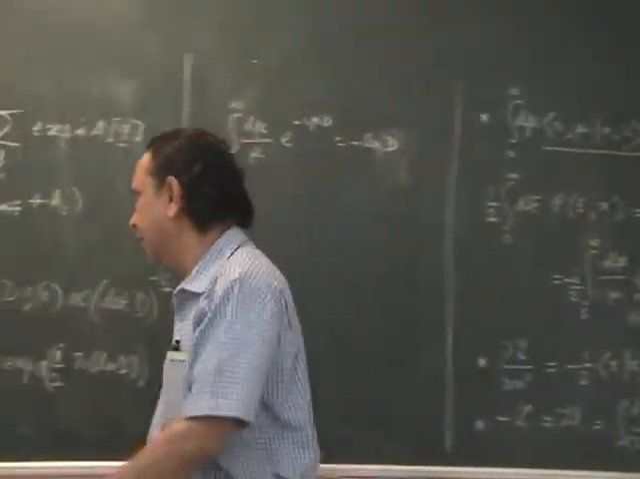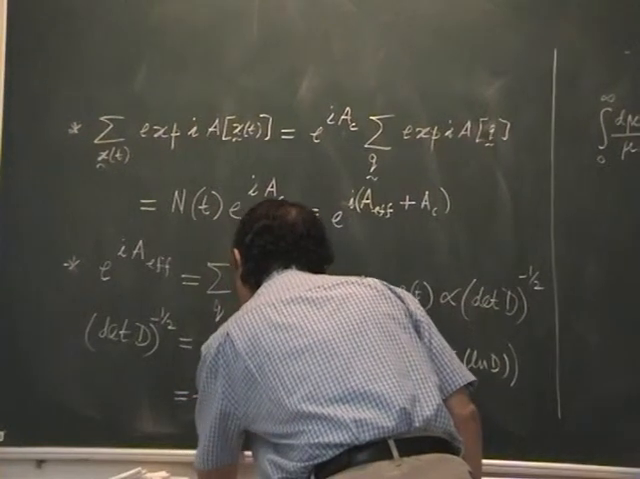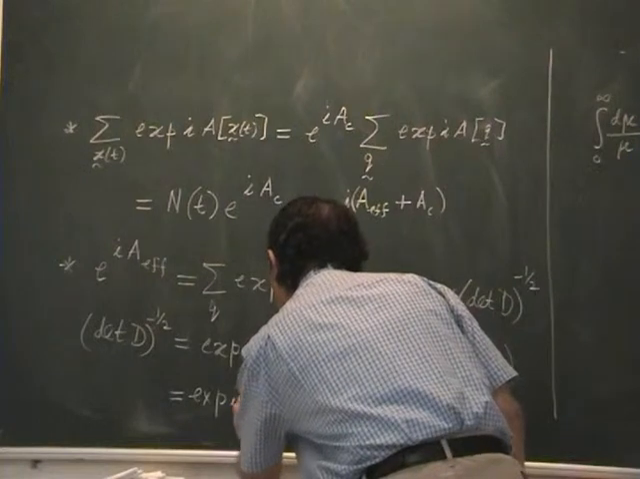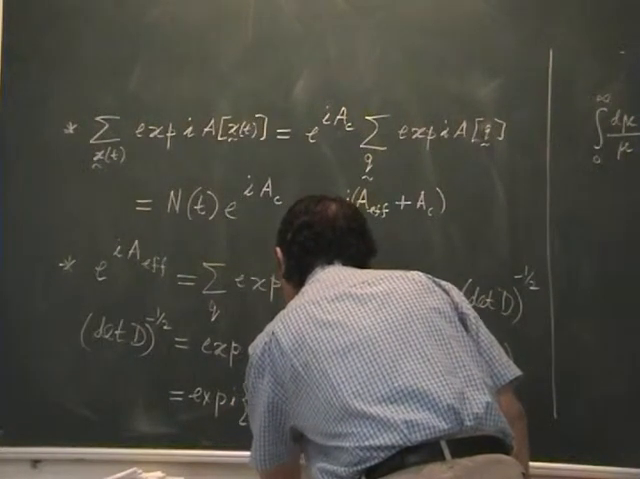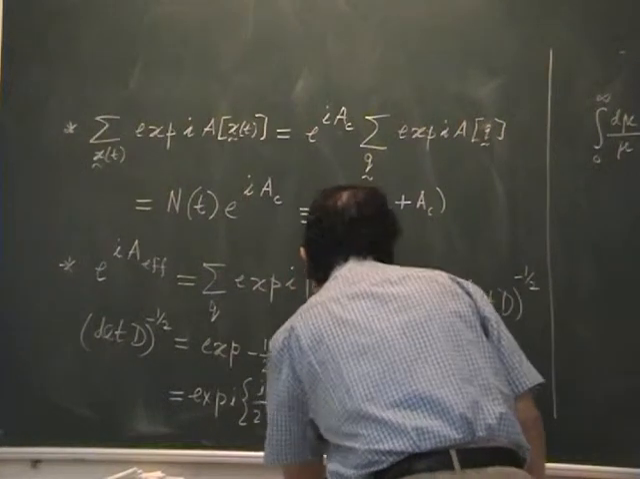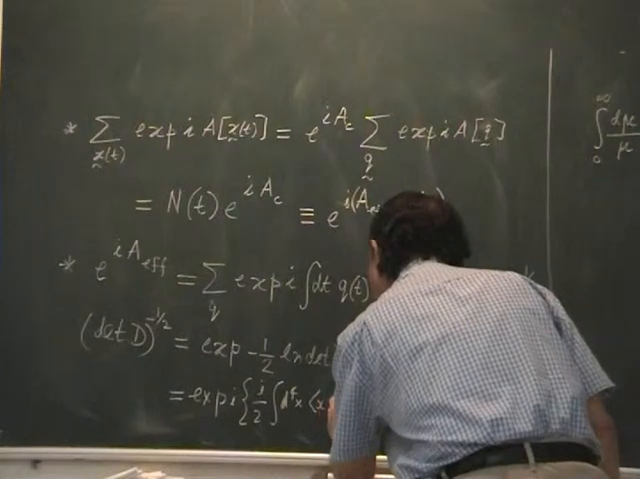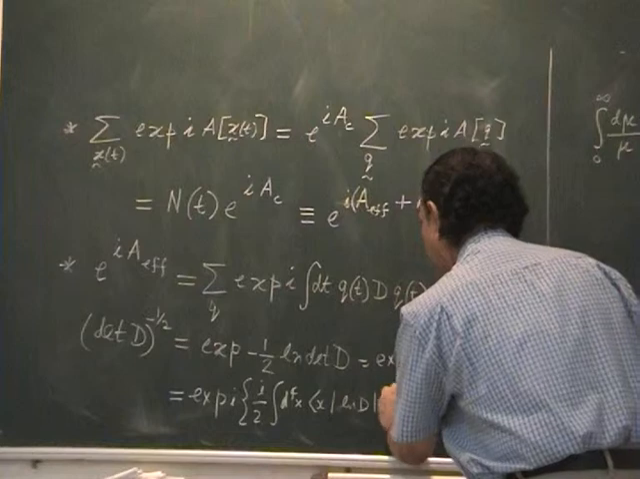So in this case, what you do is you write this as exponential i. Then what remains? You write it as i by 2. Since it is 4 dimensions, you think of the trace as d4x, sum over x, log D, sum over x. Okay?